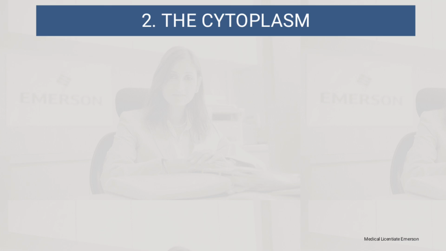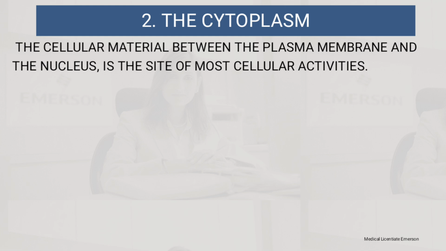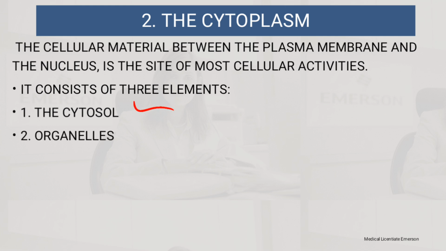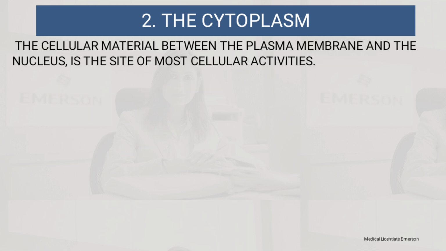Then we can talk about the cytoplasm, which is the cellular material between the plasma membrane and the nucleus, the site of most cellular activity. And it consists of three elements. You have the cytosol, you have the organelles, and we have the inclusions.